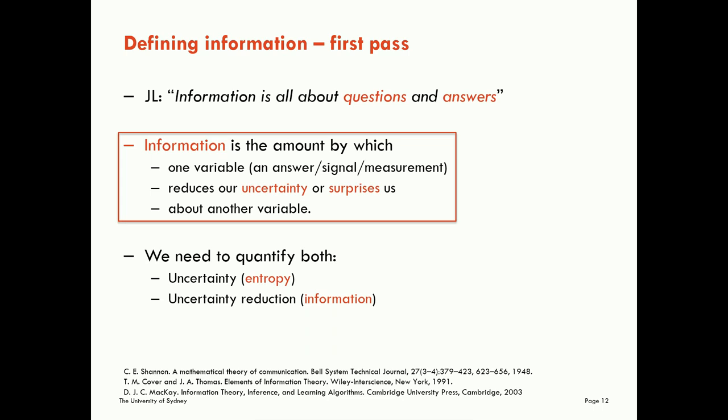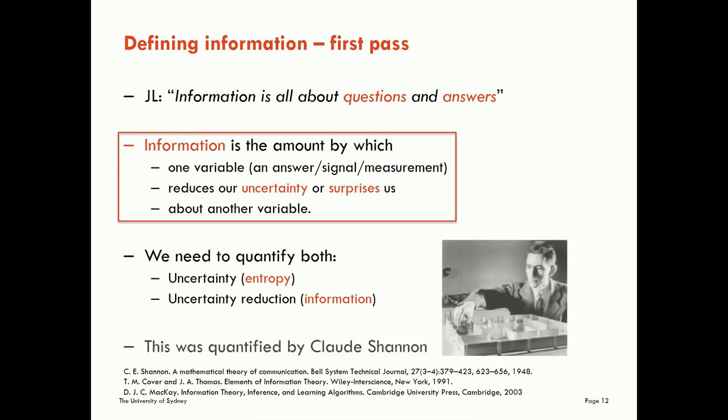Here we're going to quantify uncertainty using entropy, our fundamental measure of information theory. And uncertainty reduction is what we will call information. So this is why I refer to entropy and information, uncertainty and uncertainty reduction, as two sides of the same coin. And you'll hear me saying that much more often. Claude Shannon, the founder of information theory, quantified these concepts and made such quantitative analysis possible.